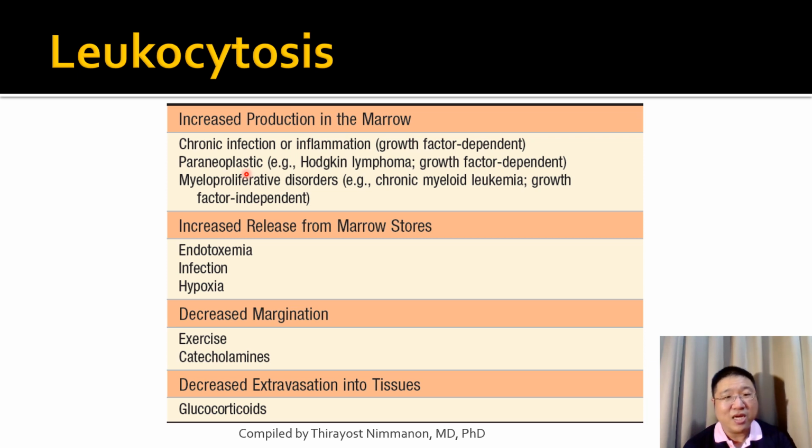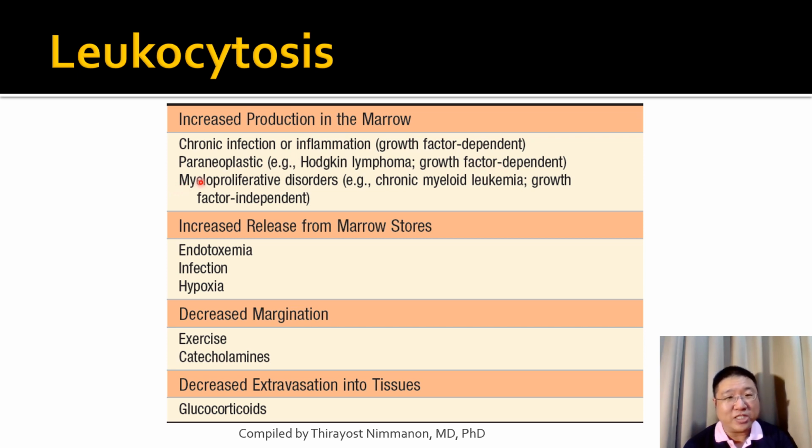Paraneoplastic syndrome: leukocytosis may be paraneoplastic as well. For example, in Hodgkin lymphoma, the neoplastic cells are not so many within the lesion, but they produce a lot of cytokines to call reactive inflammatory cells into the lymph nodes, resulting in lymph node enlargement, even though the neoplastic cells are very few, and it can be growth factor dependent.